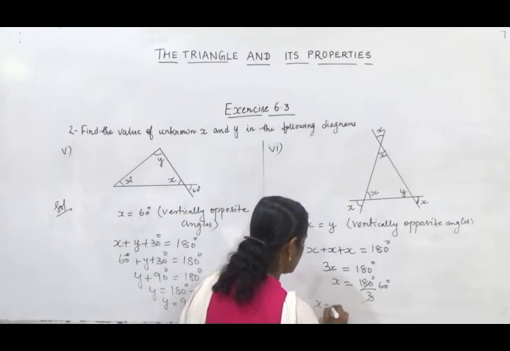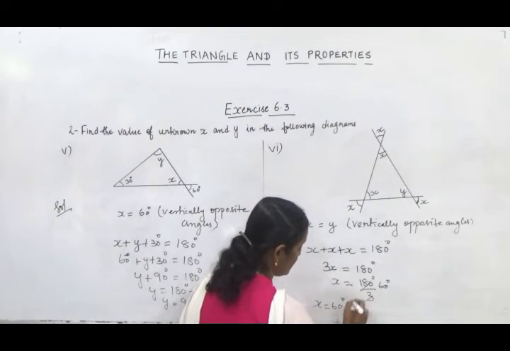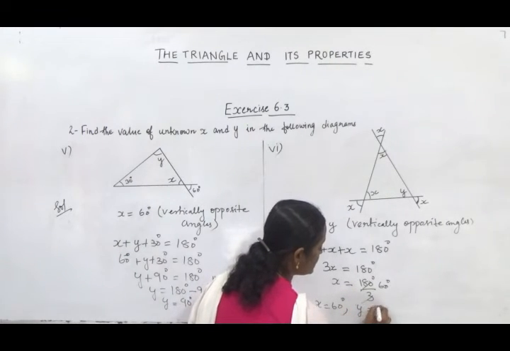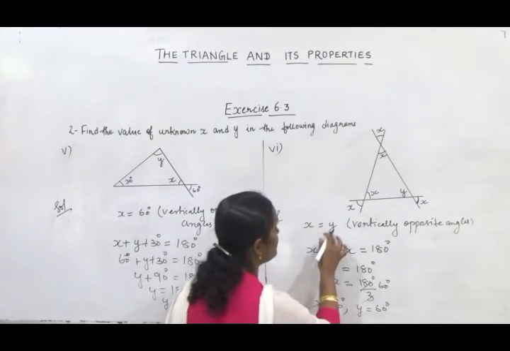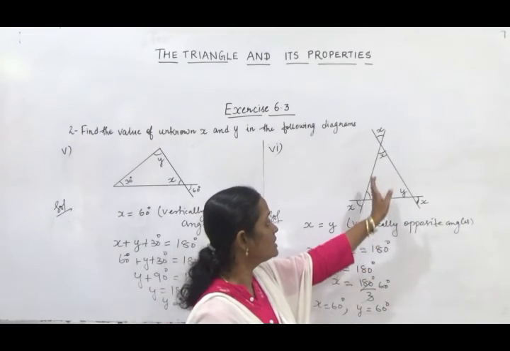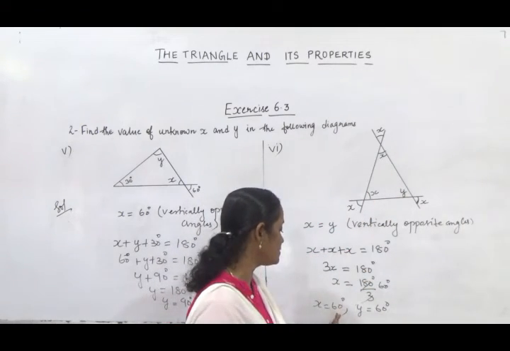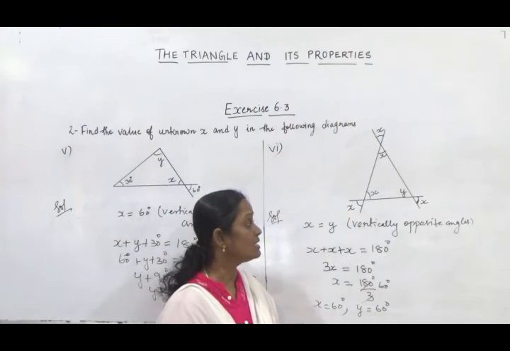So the value of x is 60 degree and the value of y is also 60 degree because x and y are both equal here. All three angles are equal and each one is equal to 60 degree.